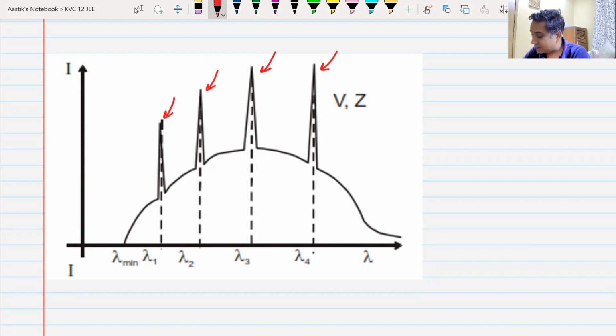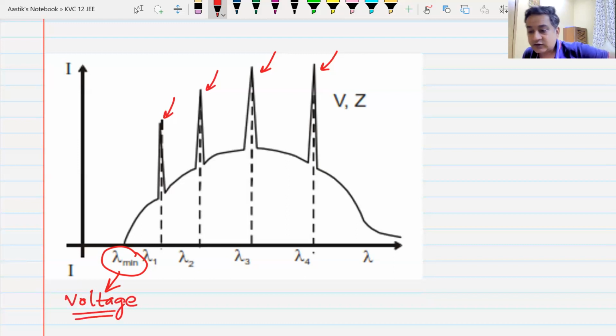We have a continuous spectrum, and we have this lambda min. Do we understand this lambda min? This lambda min depends on what? Type of metal? Intensity? It depends on the operating voltage. We have done 3 problems on it as well. It depends on the operating voltage of the X-rays. It does not depend on the metal. So this lambda minimum only depends on the operating voltage.